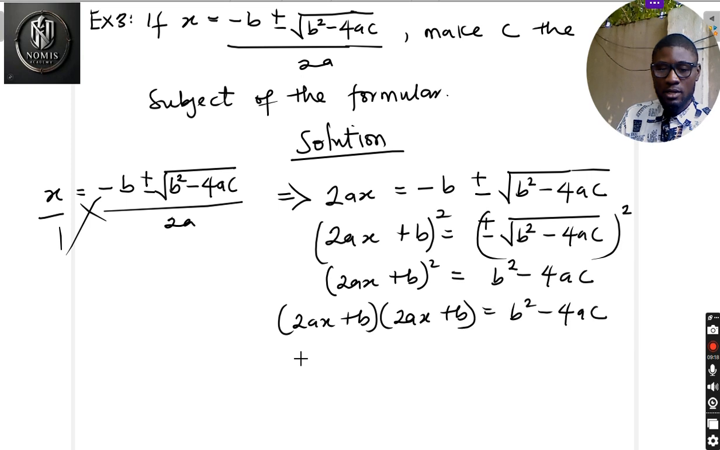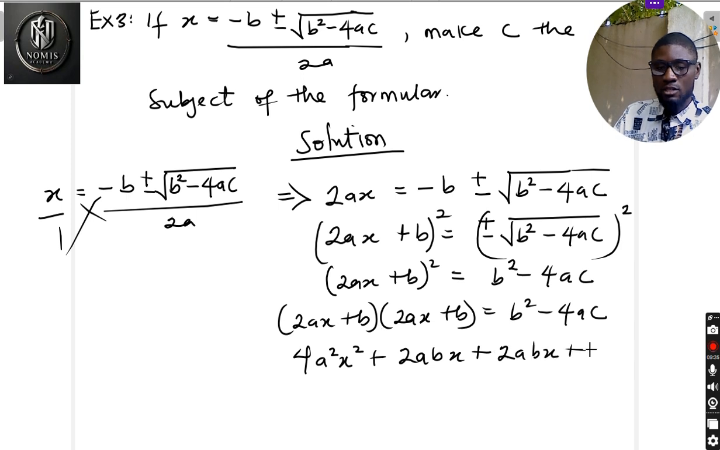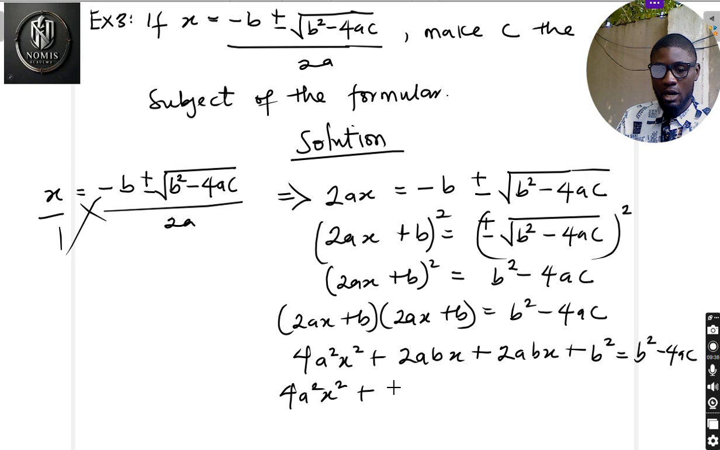So 2ax times 2ax will be 4a squared x squared, plus 2ax multiplied by b, that is 2abx, now plus b multiplied by 2ax, that's still 2abx, plus b times b, that will be b squared, equals what we have here, b squared minus 4ac. So this is 4a squared x squared plus 2abx plus 2abx, that will now be 4abx, plus b squared.